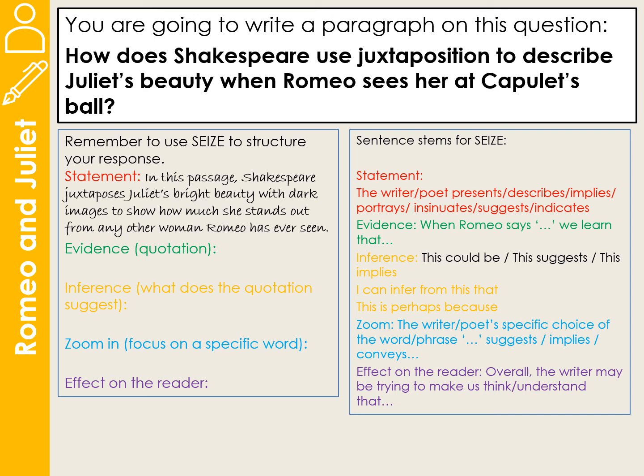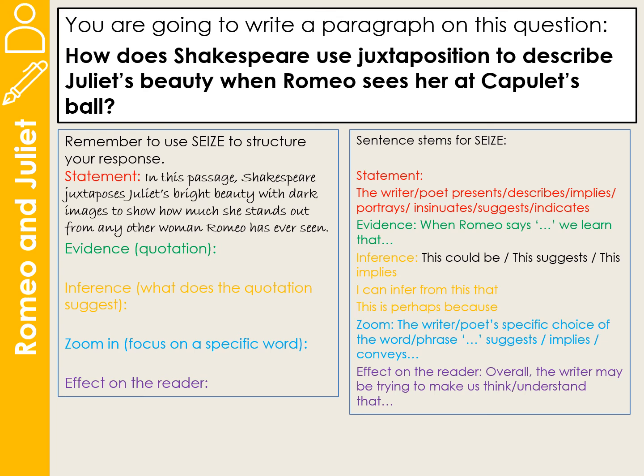And then finally, the effect on the reader or audience. Obviously, because this is a play, we have to consider the audience because it's designed to be watched. So when you're writing your C's paragraphs, I want you to think really carefully about what Romeo's words, Shakespeare's words, would make the audience think and what they would make the audience feel.